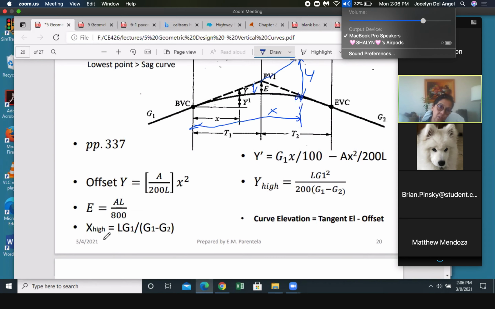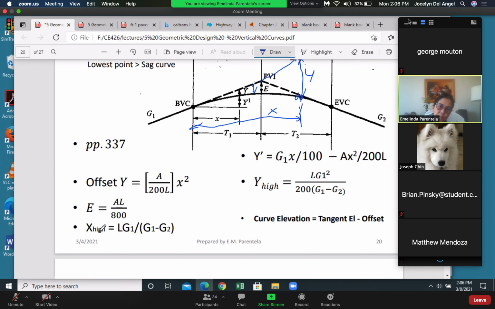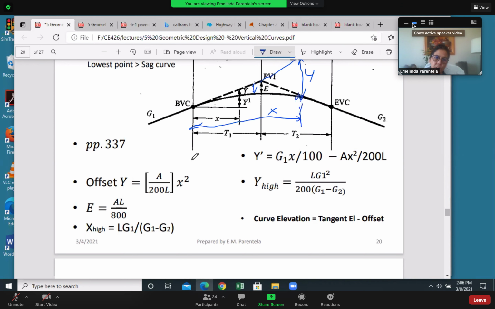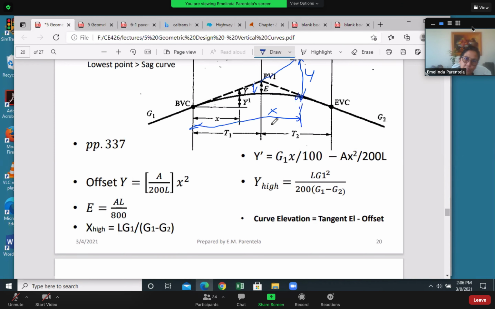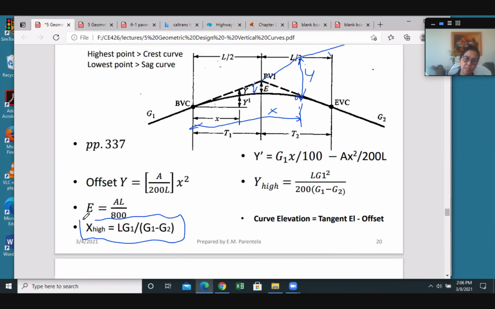So first you needed to know your x, right? Then the value of x. And x here represents the highest point on curve, and so we're trying to find that. And x is equal to LG1 over G1 minus G2. So this is how you would determine the highest point on curve. Similarly, if you wanted to know the lowest point on curve, let's say x here, the lowest point could be anywhere here, right?